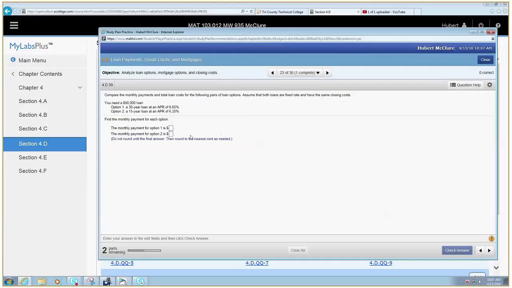All right, so let's do this. Okay, compare the two. You need a $90,000 loan. Option 1, a 30-year loan at 6.65, and option 2, a 15-year loan at 6.25. Now I want you to take a minute and crank that out. You're going to have to do two separates. The amortization, I'm going to have to go pull it up.